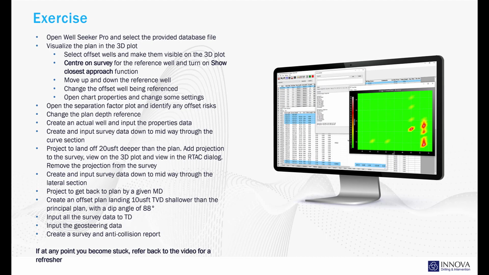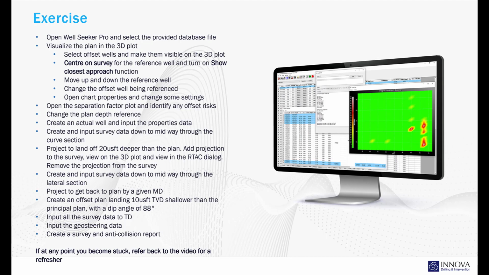Then create and input survey data down to midway through the lateral section. Project to get back to plan by a given measured depth. Create an offset plan landing 10 US feet TVD shallower than the principal plan with a dip angle of 88 degrees. Input all the survey data to TD, and then once that's done, input the geosteering data provided in the dataset.